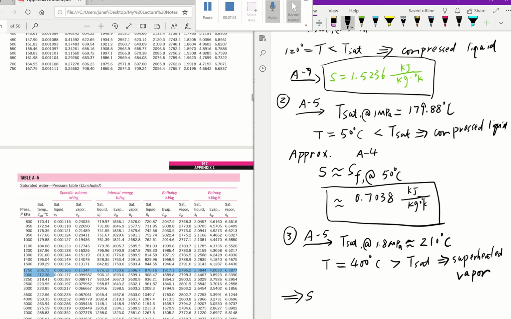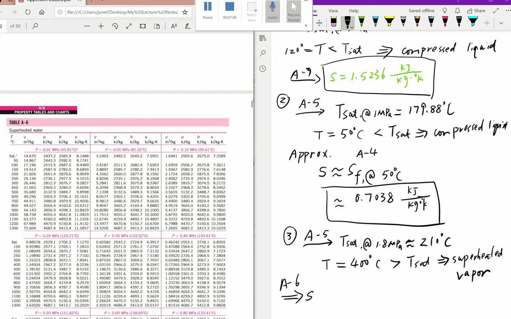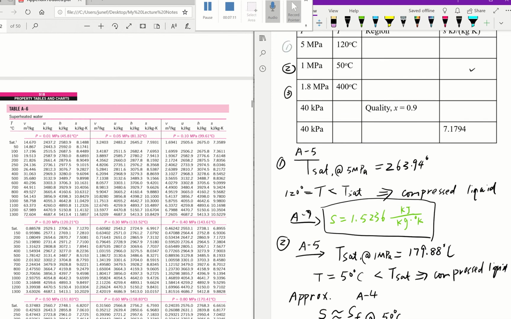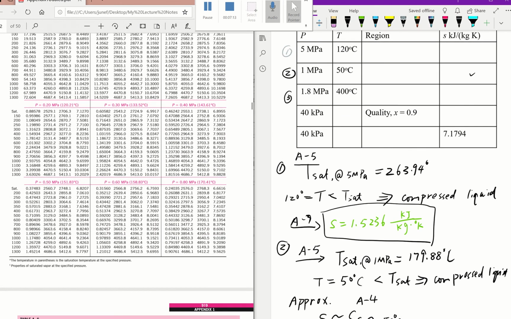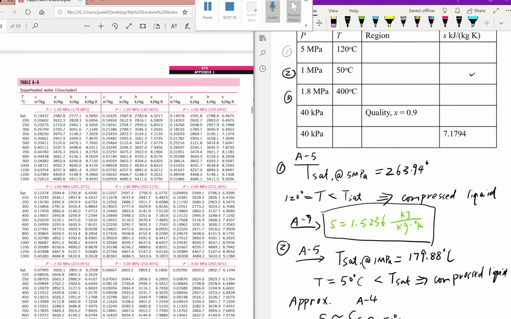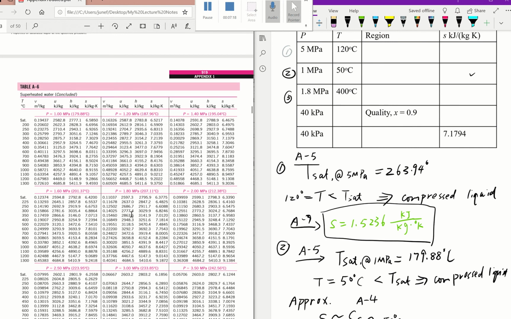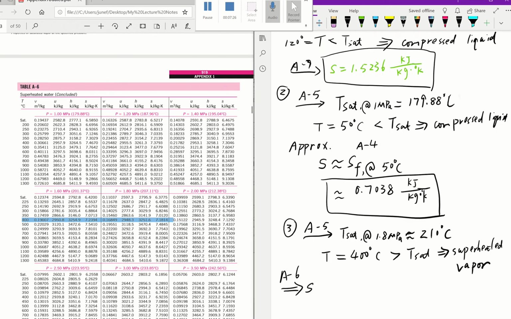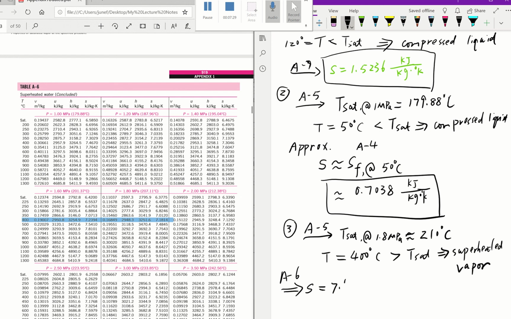Then we need to go to table A6, superheated vapor, and knowing the condition is 1.8 megapascal. Okay, we do have a 1.8 megapascal table and 400 degrees Celsius. So look around, look down, look across, we find our S. S here is going to be equal to 7.1814, and that's going to be in kilojoule per kilogram per Kelvin.